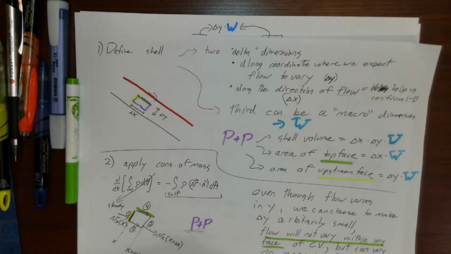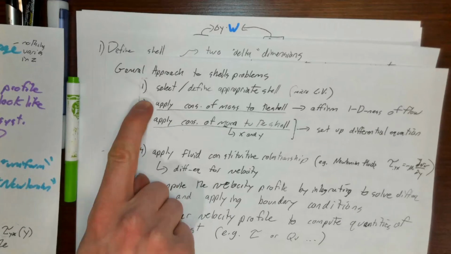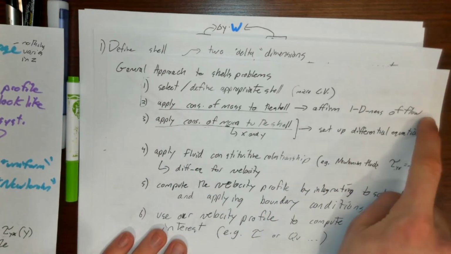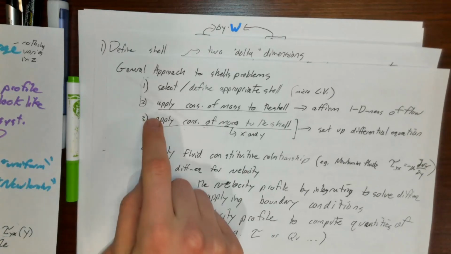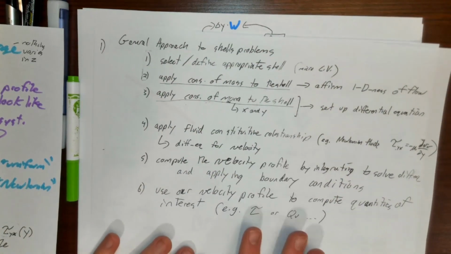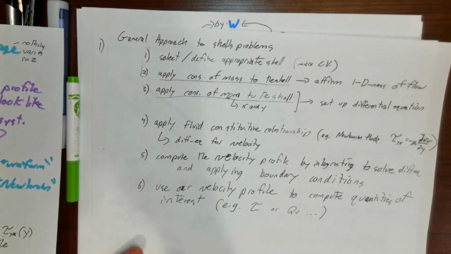Thus concludes our application of conservation of mass, and this affirms the 1D-ness of the flow. So that's where we're going to stop for this lecture. For upcoming lectures, we're going to proceed with the remaining steps for this problem.